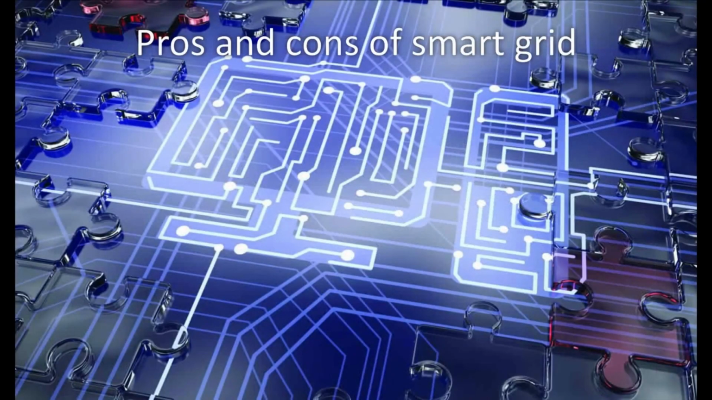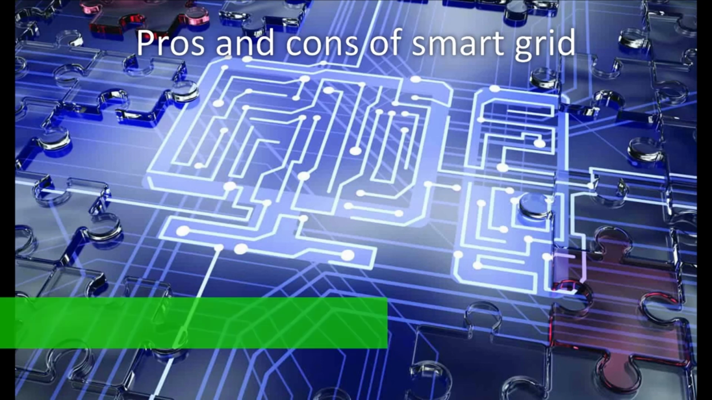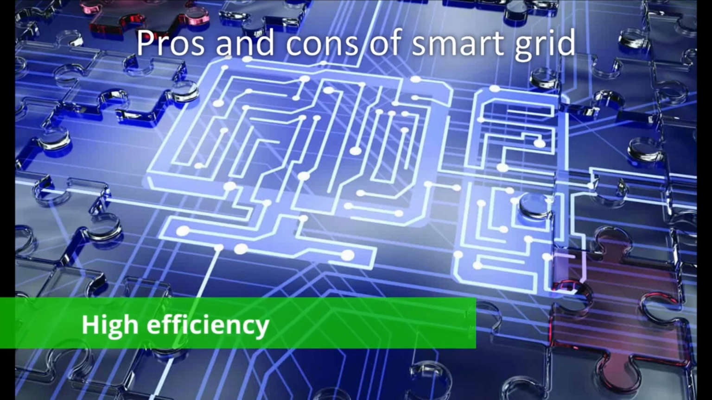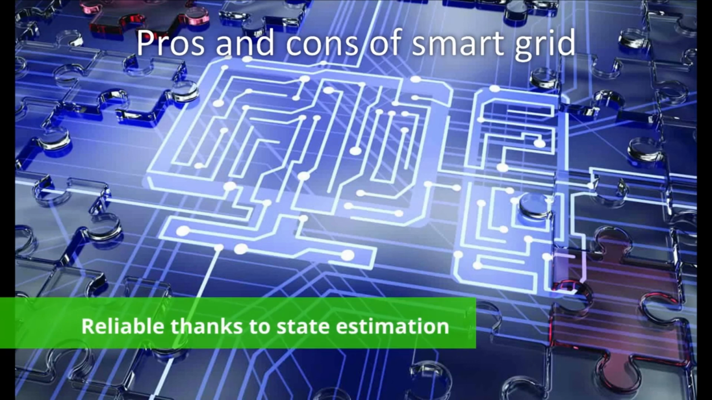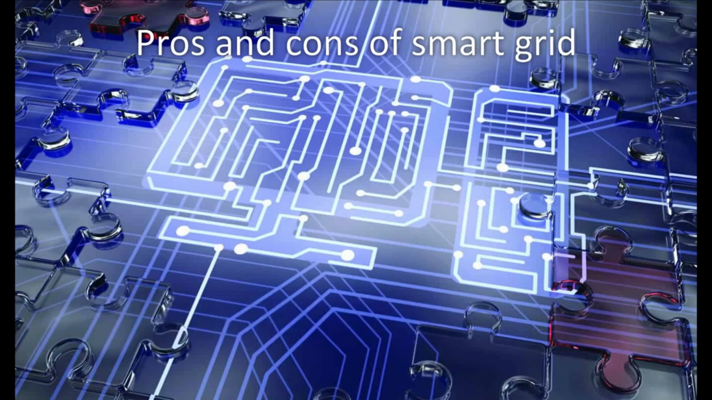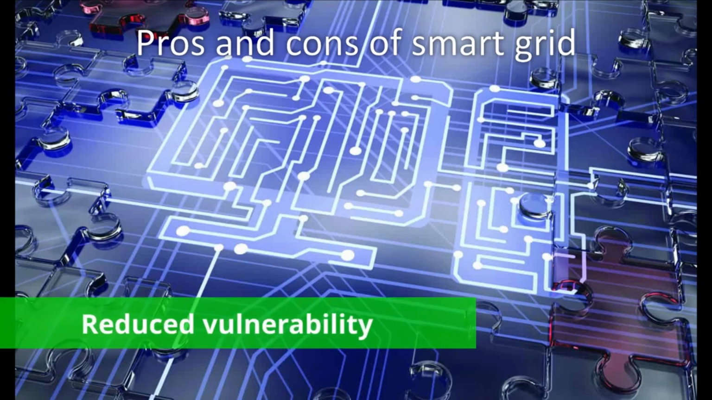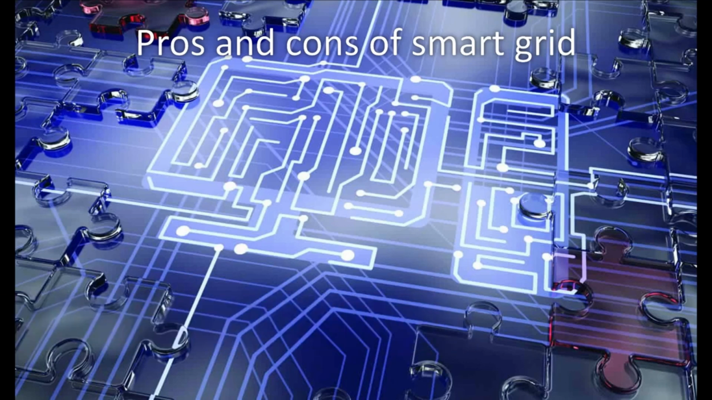The use of a smart grid carries several advantages. As mentioned in previous example, it's very efficient. It is reliable thanks to the use of technologies such as the state estimation that improve fault detection and allows self-healing of the network without the intervention of technicians. This will ensure more reliable supply of electricity and reduce vulnerability to natural disasters or attack.